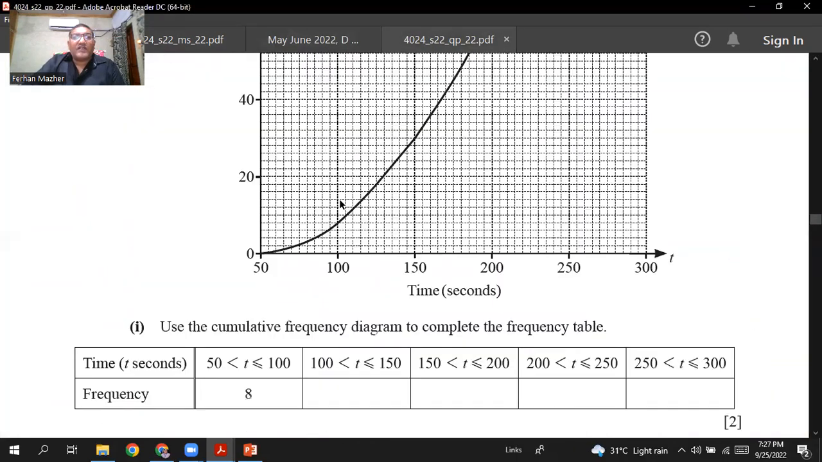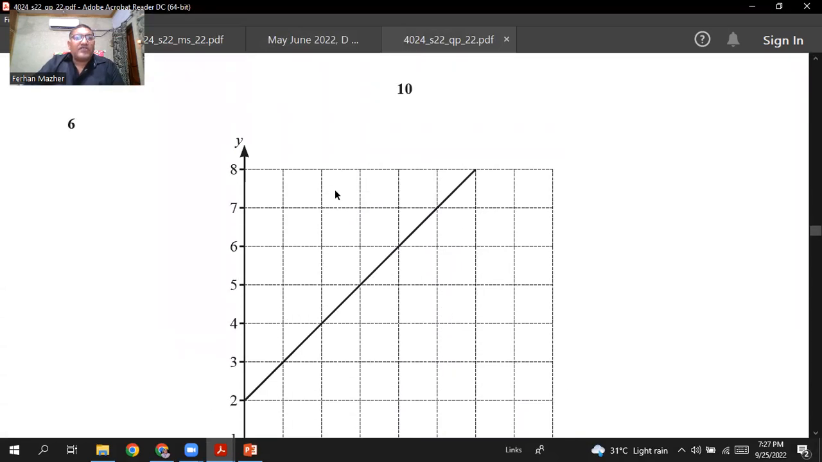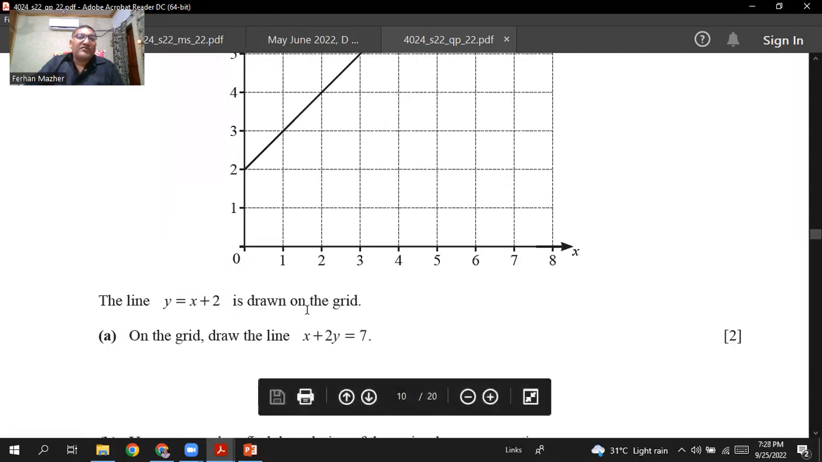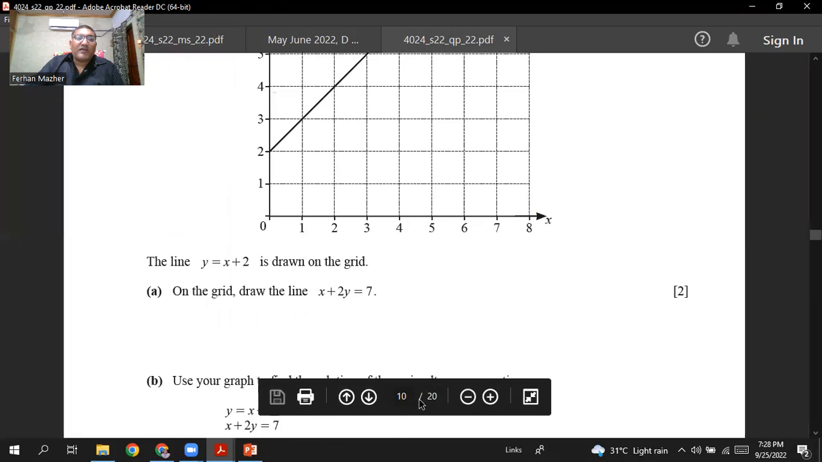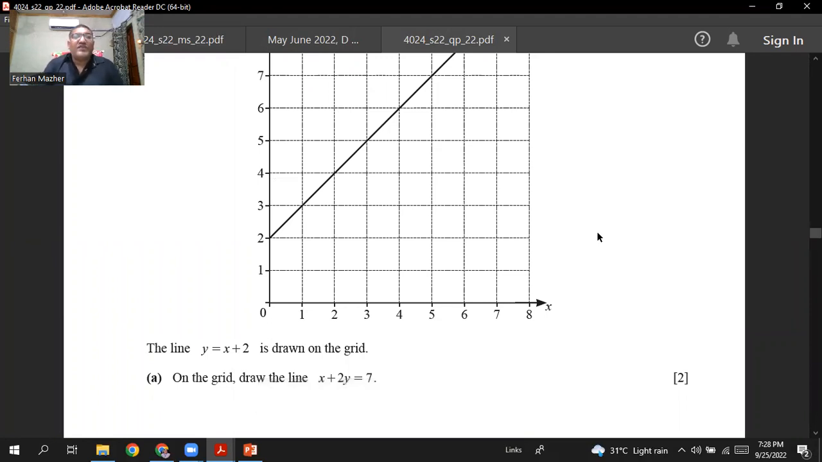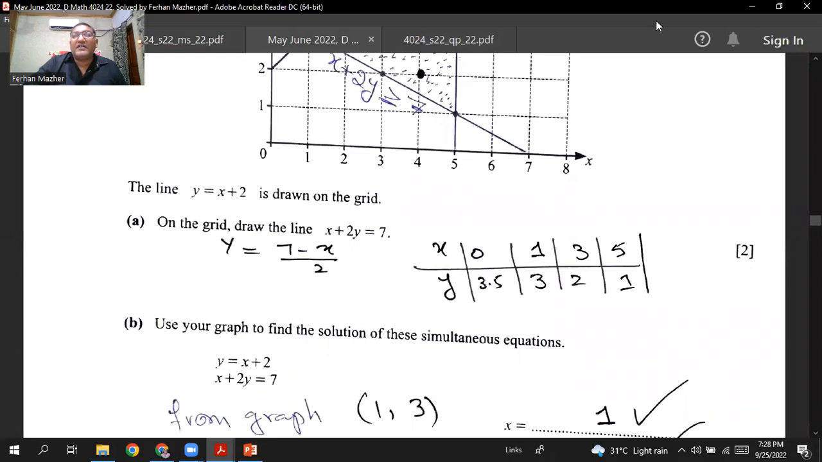Okay, so we are going to the next question. Here we go. That's question number 6. He says, the line y equals x plus 2 is drawn on the grid. On the grid, draw the line x plus 2y equals 7. Just make a table, and you can do this. Very simple. Okay, so let me show you how this is done. So I have made a table here.